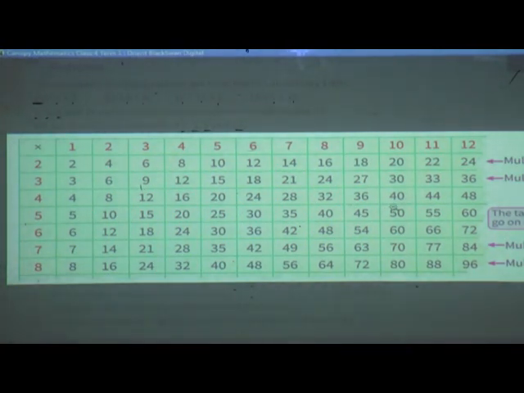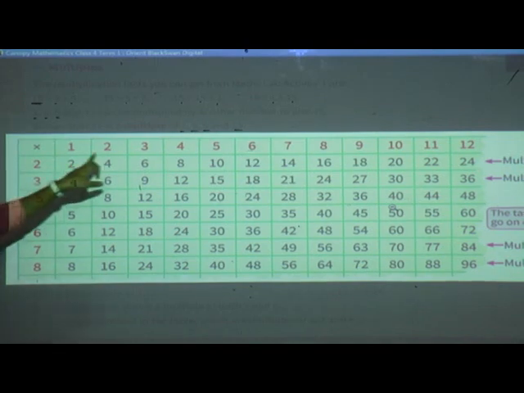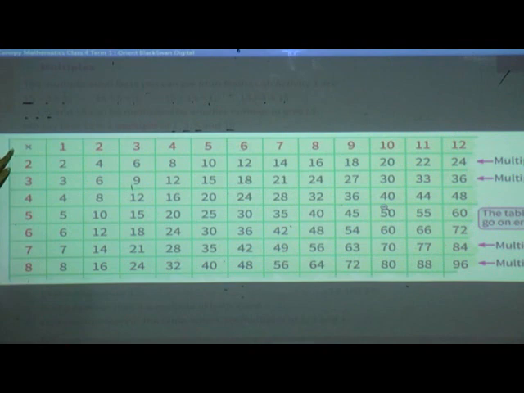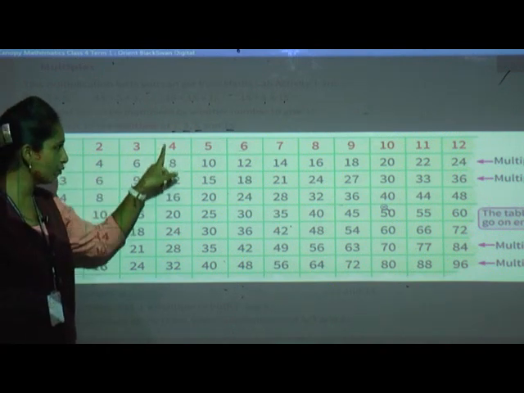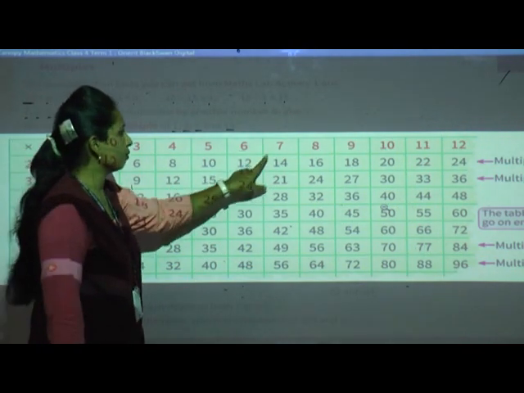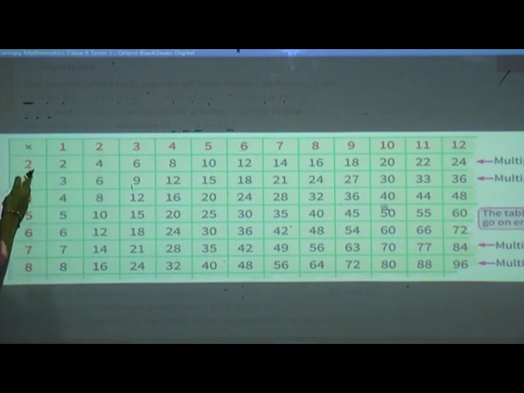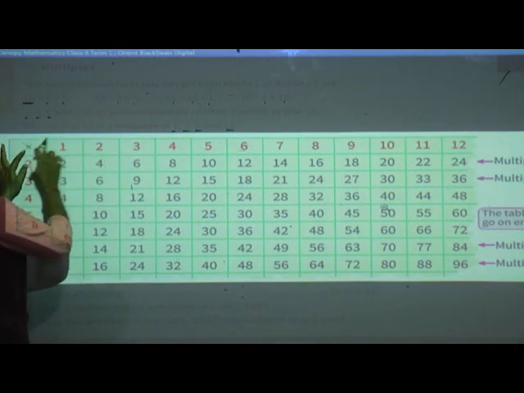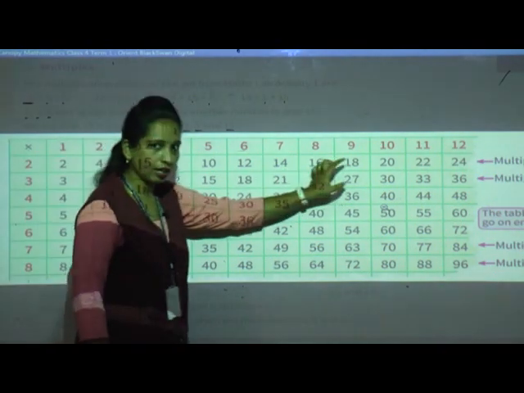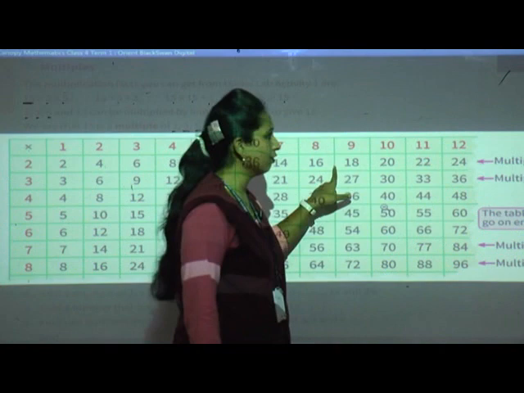Okay, multiples of 1 to 8 they had given. Here, see 1 2 3 4 5 6 till 12 they had given. Here also 1 to 8. What they are saying, this is the multiples of numbers 1 to 8. Now here they had given the 2 table: 2 ones are 2, 2 twos are 4, 2 threes are 6, 2 fours are 8, 2 fives are 10, 2 sixes are 12. In this way, this is the multiples of 2.